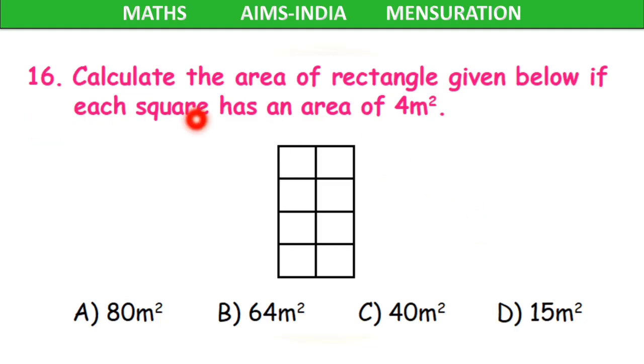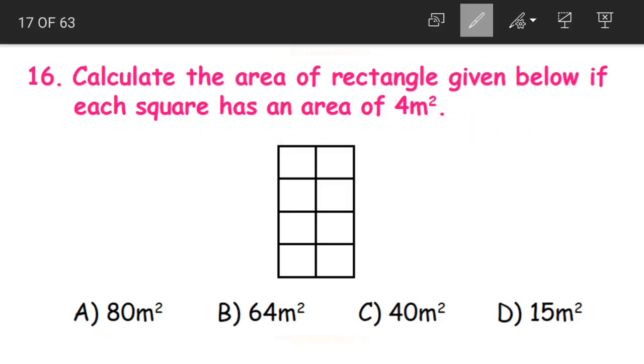Coming to question 16. Calculate the area of a rectangle given below if each square has an area of 4 meters square. Now normally in such questions each square's area was only 1, yes or no? But here the area of each of these squares is 4 meters square. What should we do here? First, we should count the number of squares.